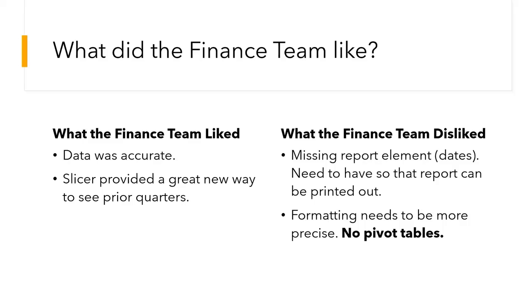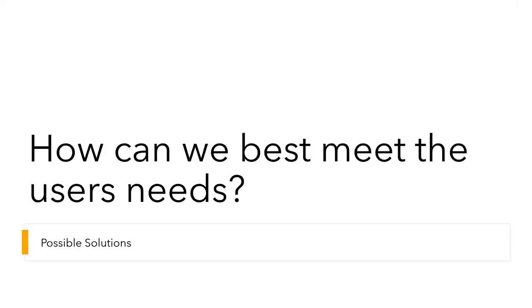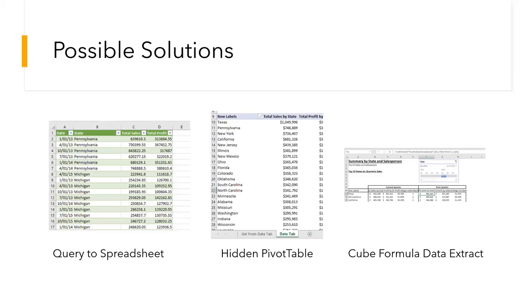But that's something that they like to have, is that element of being able to still have that report available in hard copy. And they need that formatting to be much more precise, and that means no pivot tables. So what they've said is, at this point, they're going to stay in the manual process until their dislikes are resolved. So how can we actually move this data-driven model to a model which can meet our users' needs and remove their dislikes? And they've come up with 3 potential solutions.